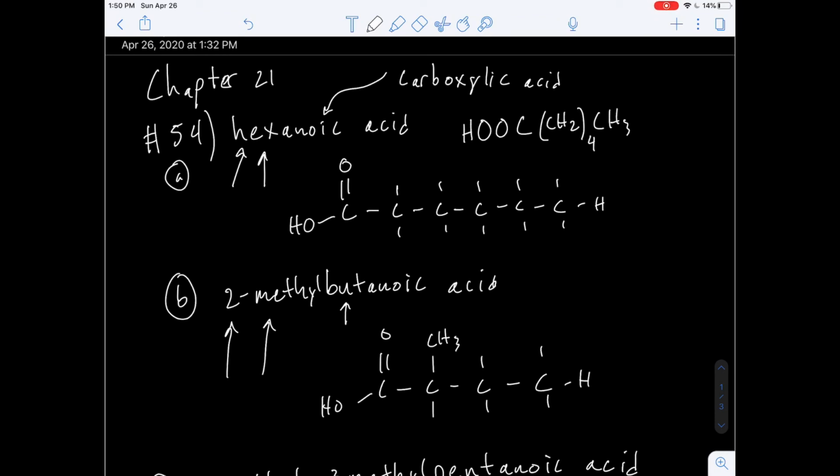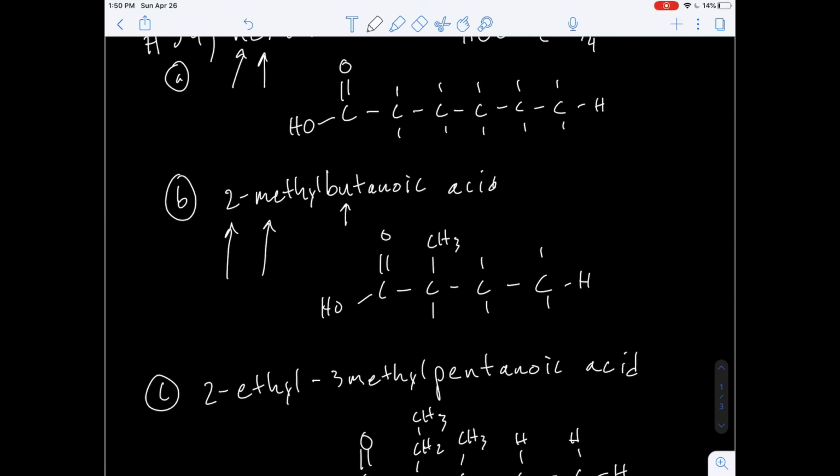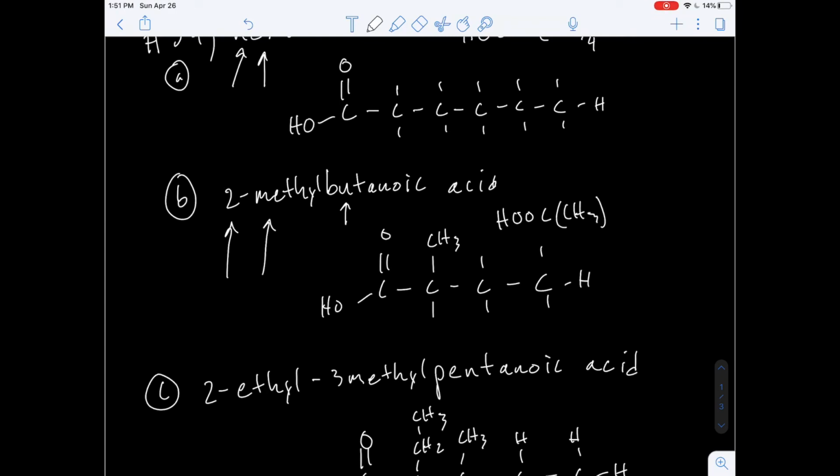Let's see here. B would be same kind of thing. We would have HOOC, and then we have CH3 here in parentheses. That's showing you that this is a substituent. Then you write this CH here, CH, and then keep going, CH2, CH3. Do I have too many here?